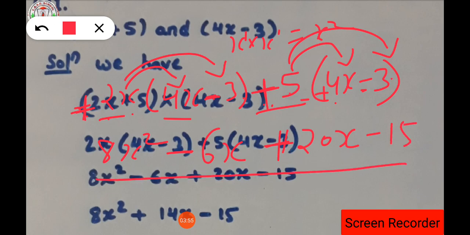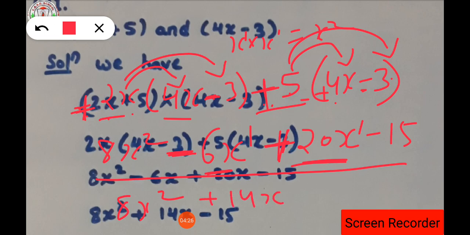Hope you people have understood up to here. Then after this, what do we have to do? Here minus 6x is there and plus 20x is there. Both have the same variable, and the power of the variable is the same. That's why they can be operated. So what will be the answer? 8x square, here minus 6x plus 20x, isn't it? So 20 minus 6 is how much? That is 14. It will be plus 14.